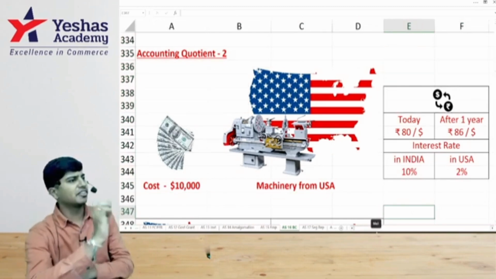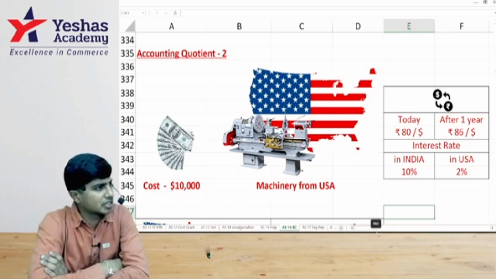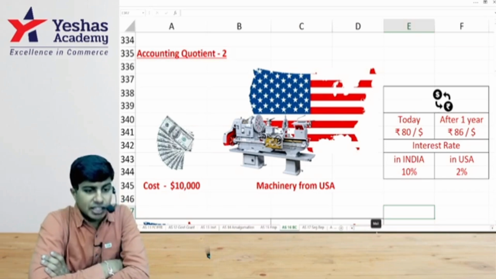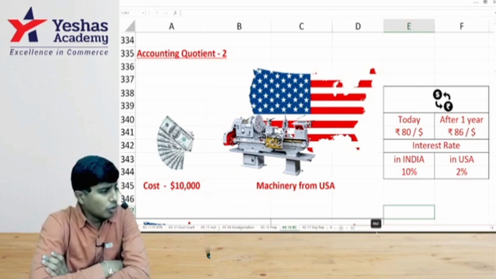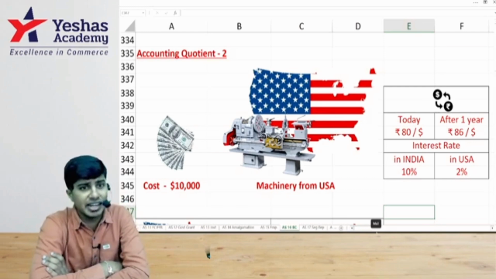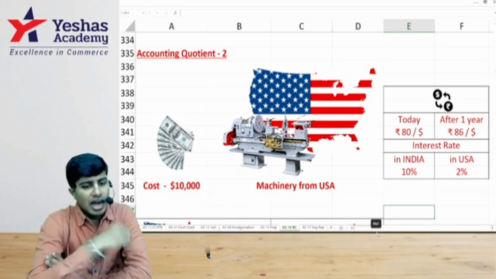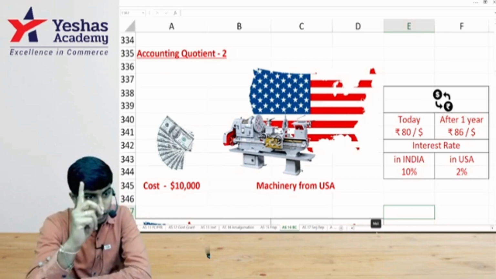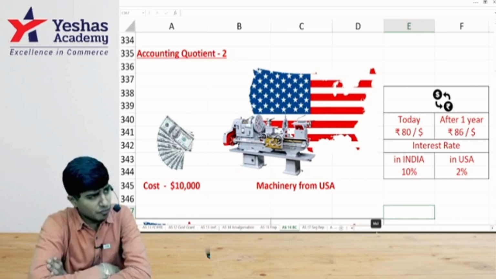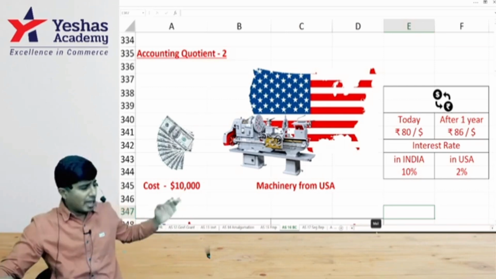You have purchased an asset from USA for $10,000, and for this $10,000 worth of asset, the money is to be paid 1 year later. Today, the exchange rate between Indian rupees and US dollars is 80, meaning 80 Indian rupees will give you $1. At the end of 1 year, the exchange rate has become 86 rupees per $1. And the rate of interest as of date today in India is 10%, and in USA it is 2%.